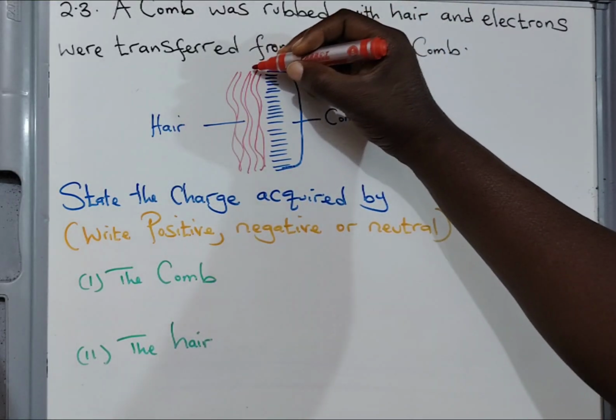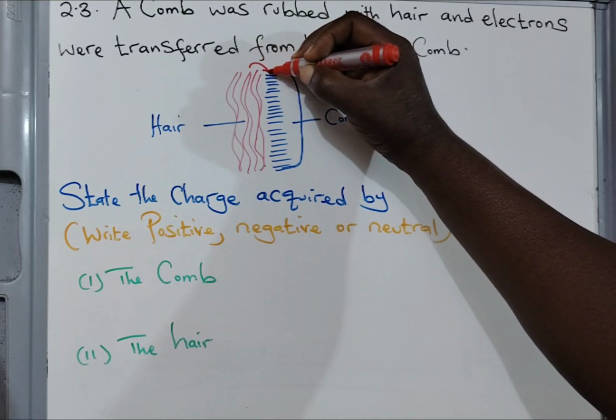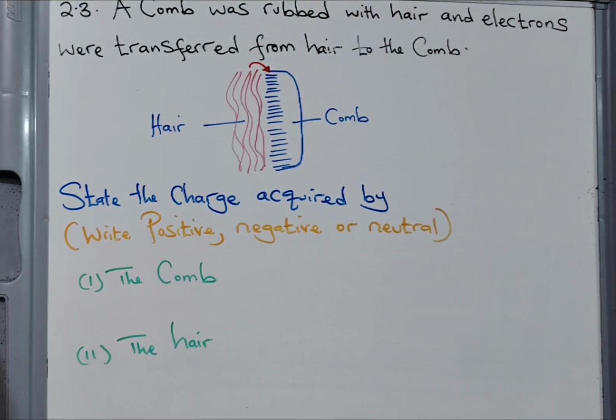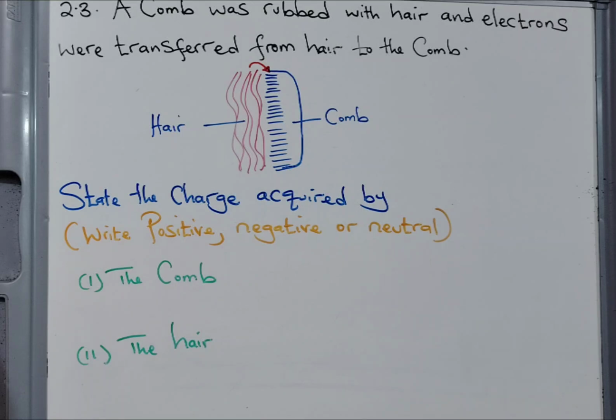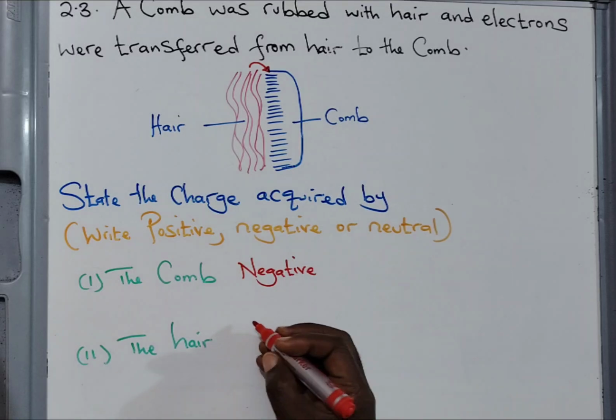to the comb, and electrons are negatively charged. Where they go, they make that place negative. Where they come from, they make that place positive. So the comb gained electrons, so it is negative. Meanwhile, the hair lost electrons, so it is positive.